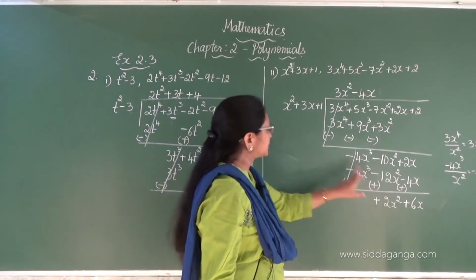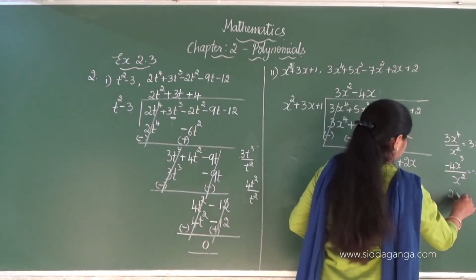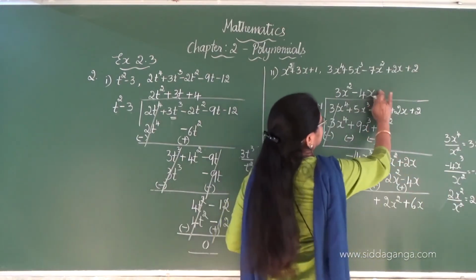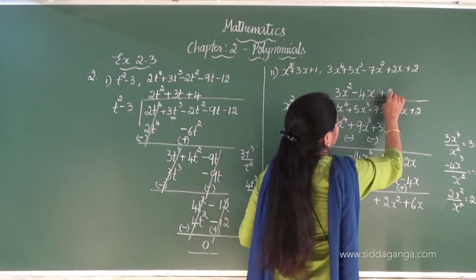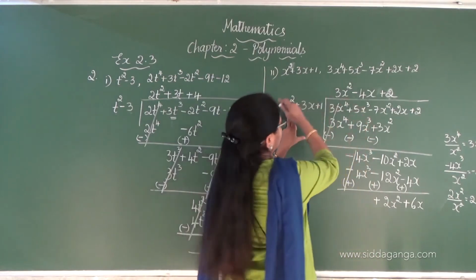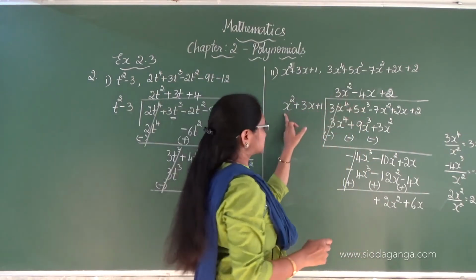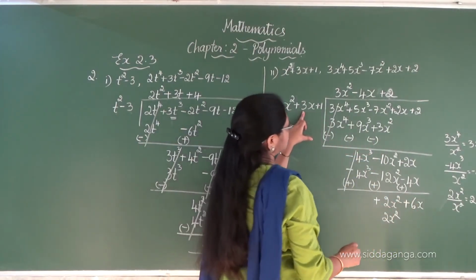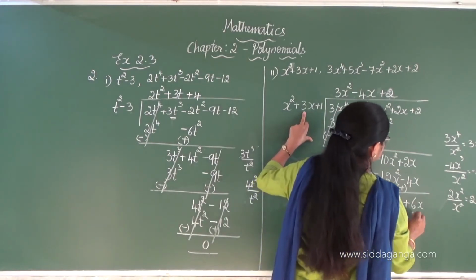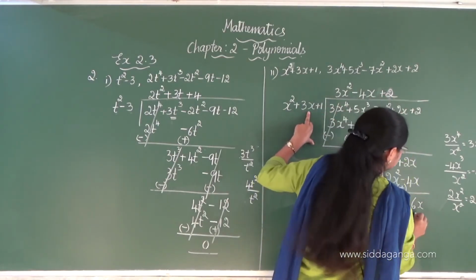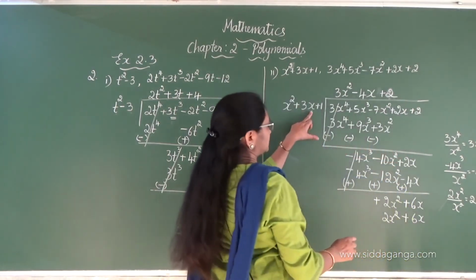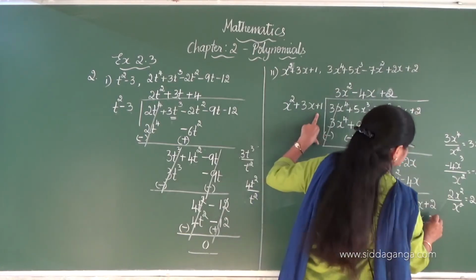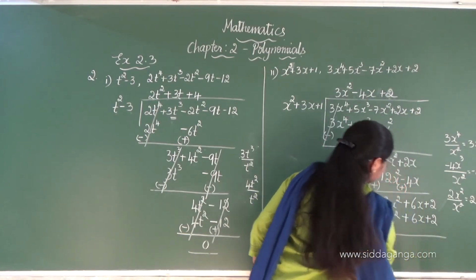Now the next term, see here, 2x square divided by x square, you will get 2. Now the third term is 2. Now 2 into the whole polynomial. So 2 into x square, 2x square. Next, 3 2s are 6x. See this, you have to take it down. So plus 2. Now again change the sign.